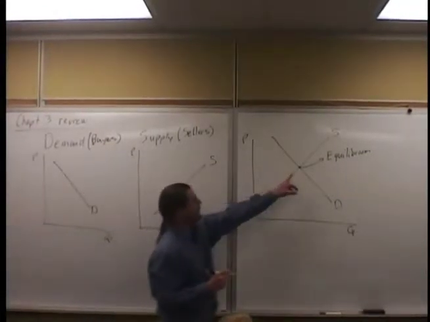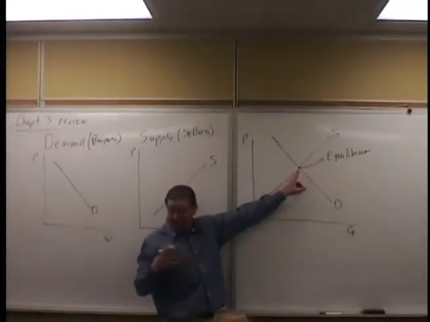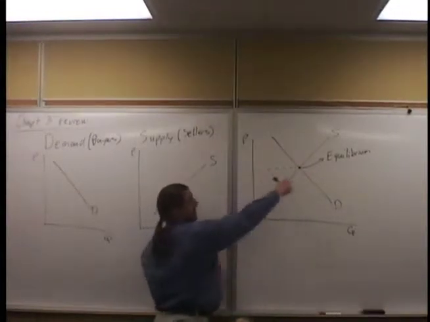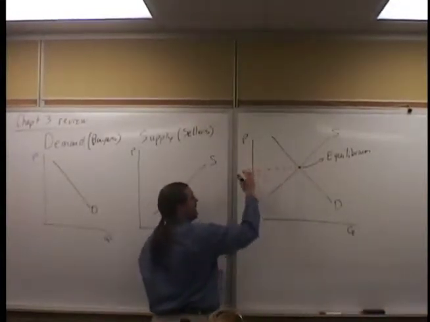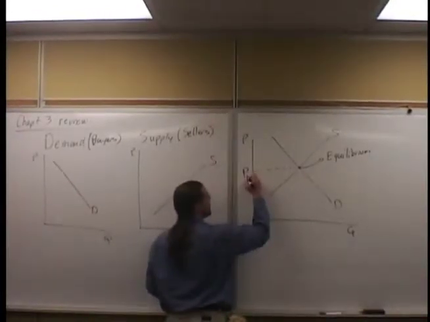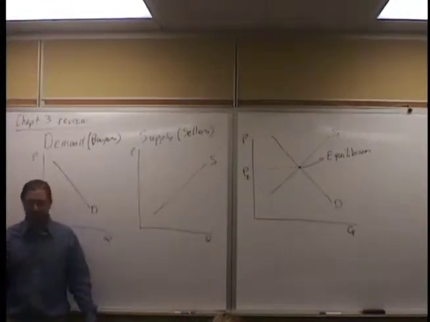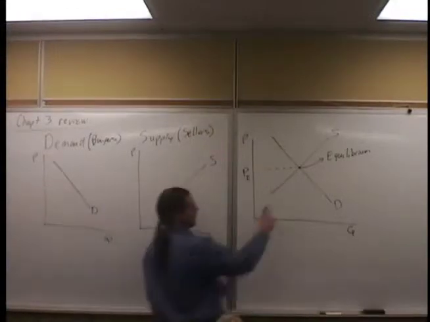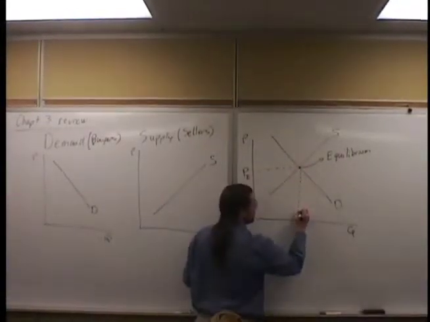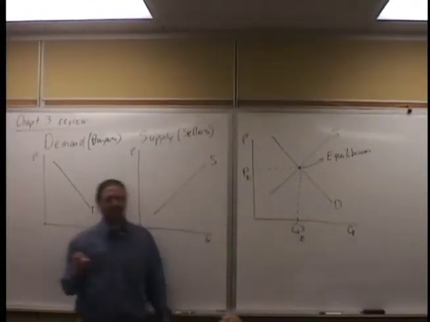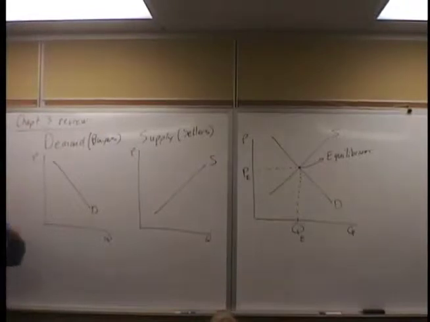The equilibrium point is a point, which means it has two coordinates associated with it. It has a price. If you shoot this point straight across, this is the equilibrium price. We will mark the equilibrium price with a little capital E underneath it. That is the price that represents equilibrium. Likewise, if I go to the other coordinate down here, I will have a quantity, and it will have a subscript E that represents the equilibrium quantity.